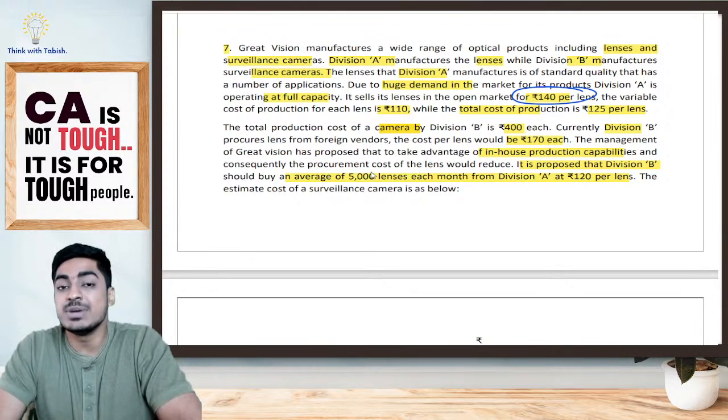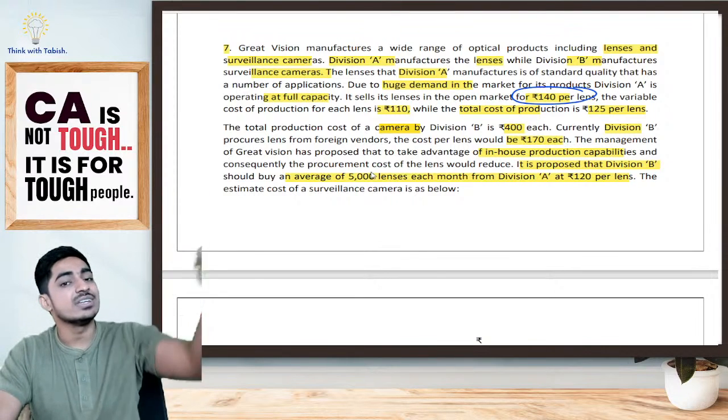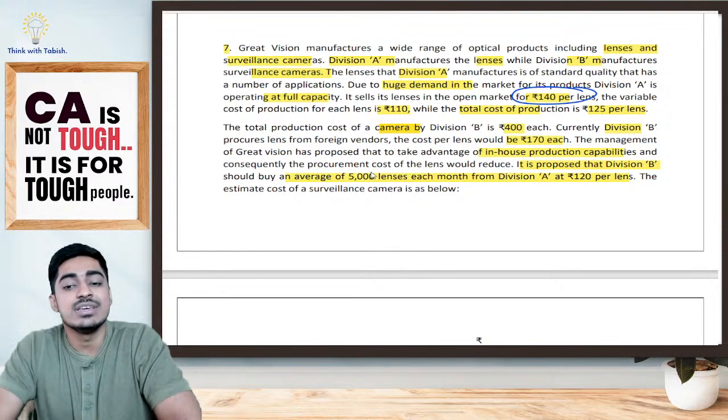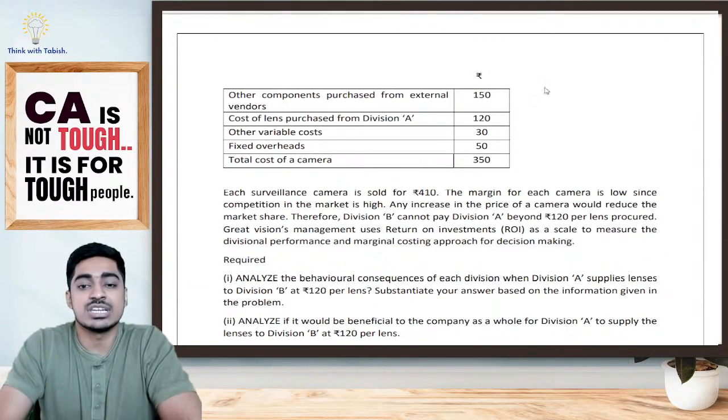But is Division B, the transferee, happy? Yes, it is very much happy. Previously it was purchasing from a foreign vendor at 170. It was paying 170. Now it is paying only 120. It is saving 50 rupees, doing nothing. Yes or no? So all the cost structure is given.